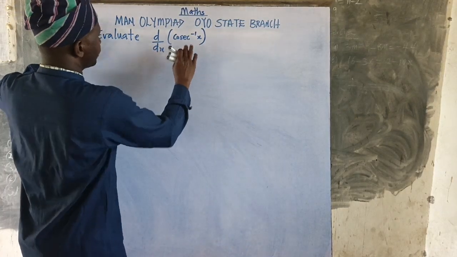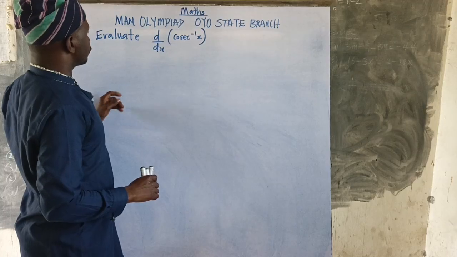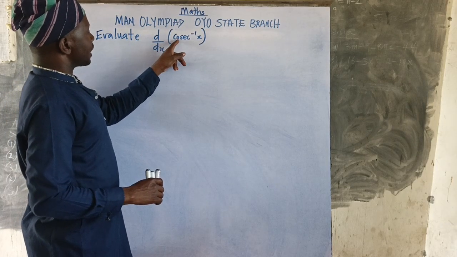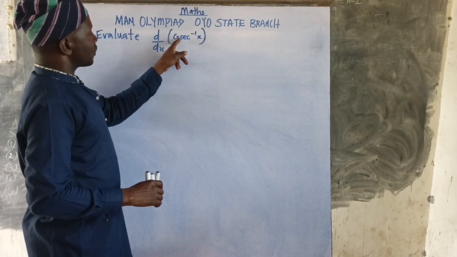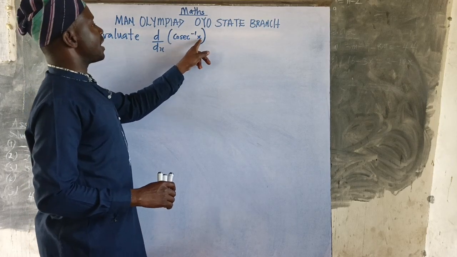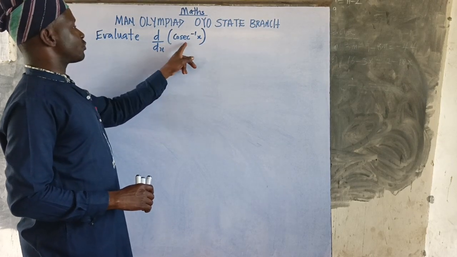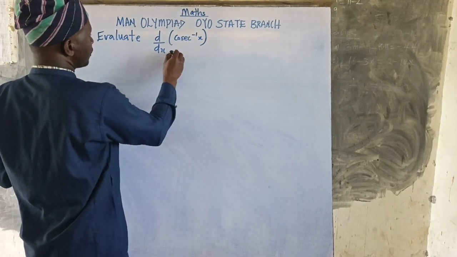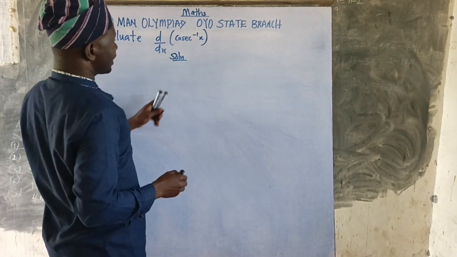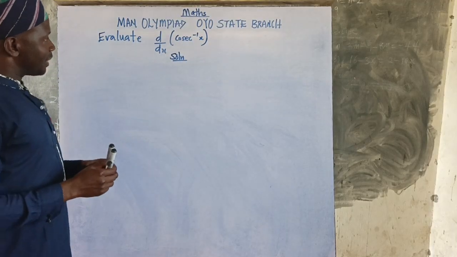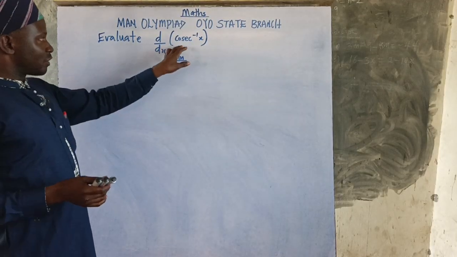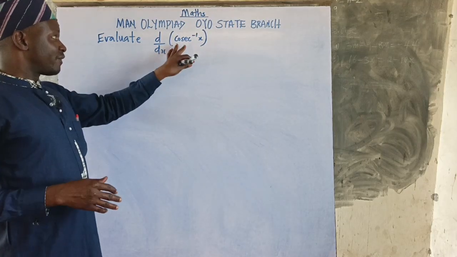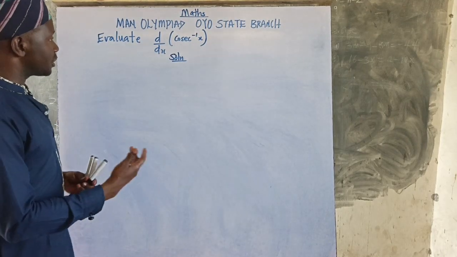So here's another question we are given to solve. That is, evaluate the derivative of the inverse of cosec x with respect to x. We are to differentiate this function with respect to x. Please stay connected. I believe at the end of this lesson, you are going to understand how to evaluate this type of question whenever you are given. So whenever you are given a similar question, you know how to go about it in the nearest future.